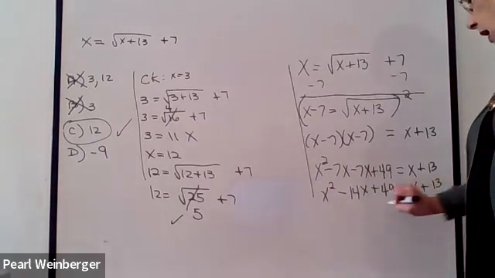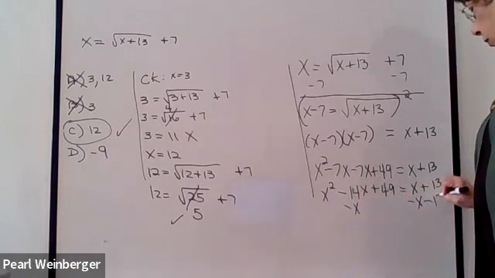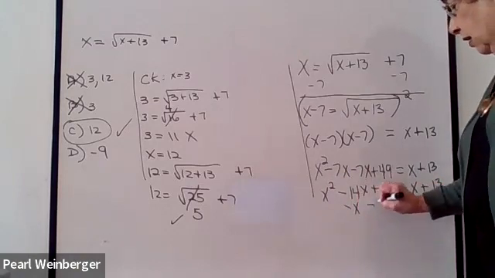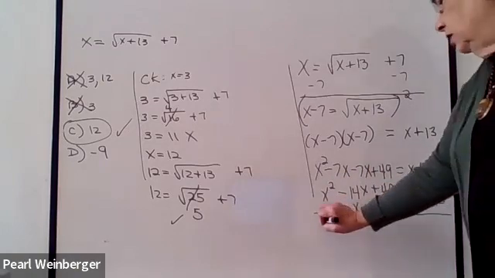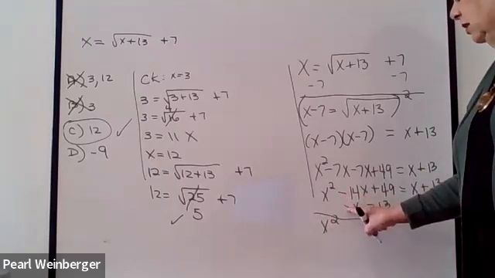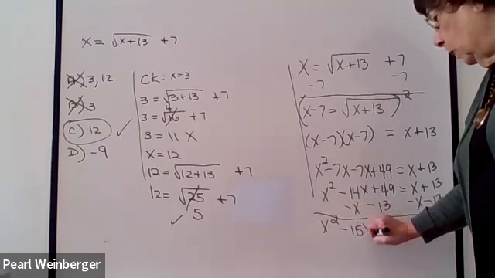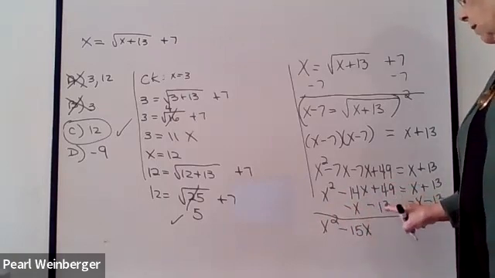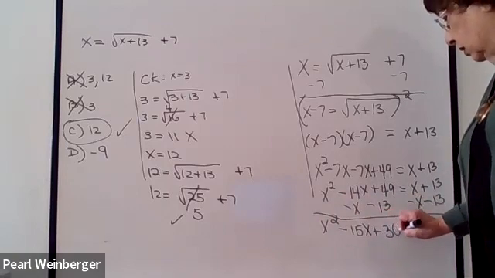So I'm going to subtract x from both sides. And we're going to subtract 13 from both sides so that we can get it equal to 0. So this is going to give me x squared. Negative 14x and negative x is negative 15x. 49 minus 13 is 36.